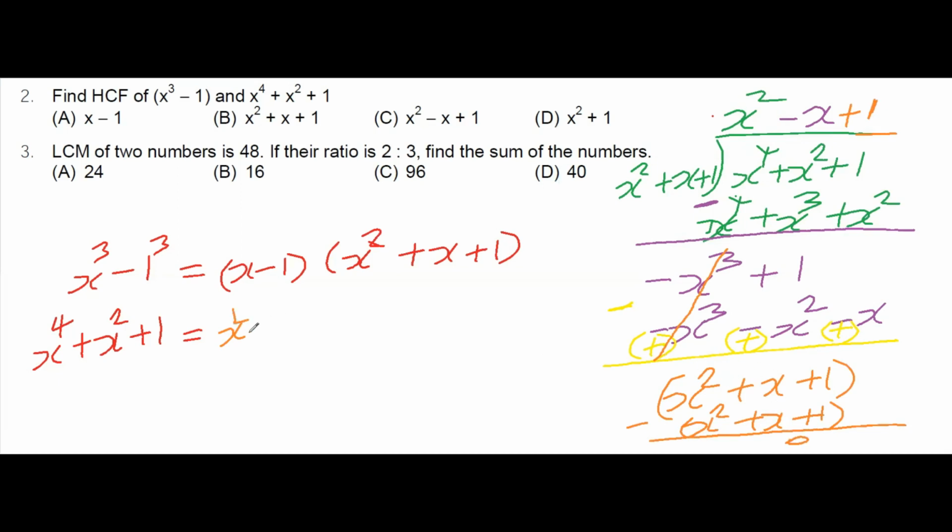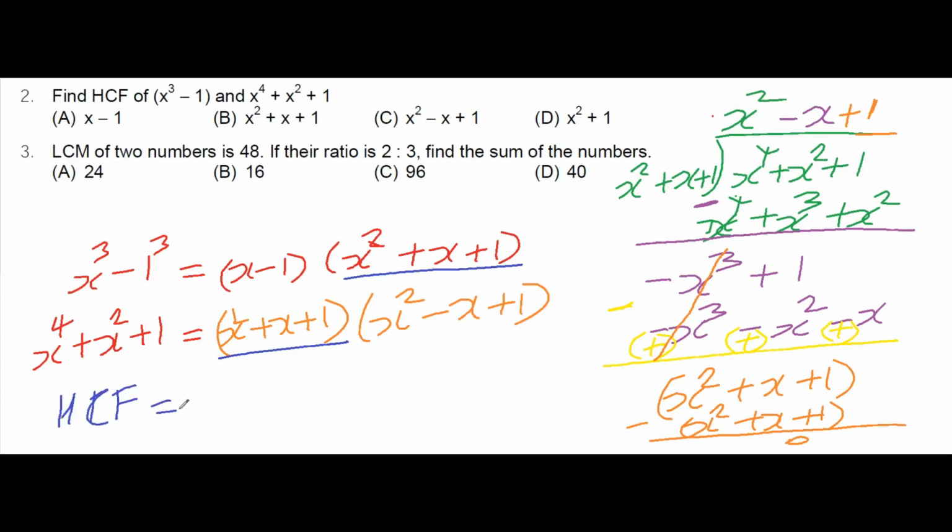So this is the factor. So the factors are x square plus x plus 1 into x square minus x plus 1. So this and this are common. Okay, this and this are matching. So my HCF will be x square plus x plus 1. This is my answer. So B is the answer. Got it?